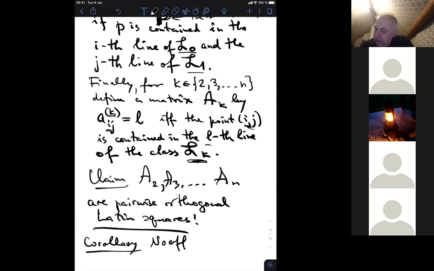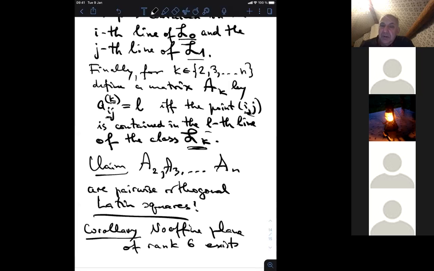No affine plane of rank 6 exists because of this result of Euler's. He has shown that for size 6, you cannot even find 2 pairwise orthogonal Latin squares, not to say that for an affine plane of rank 6 you should get 4 such squares, but you cannot even find 2 of those. This is a connection from finite affine planes to Latin squares, but it's not the same topic.